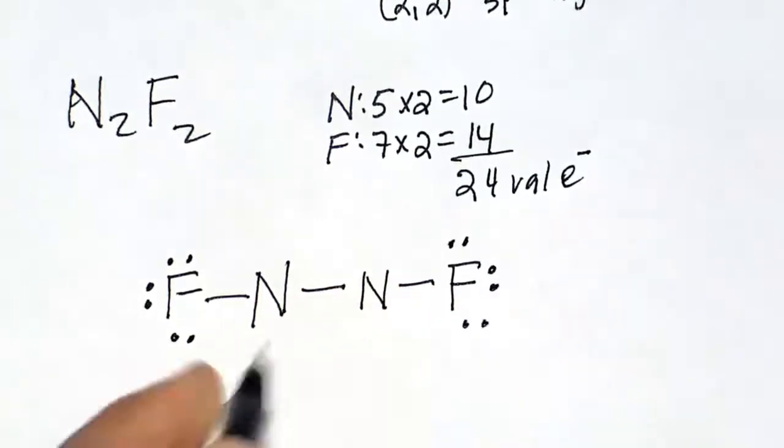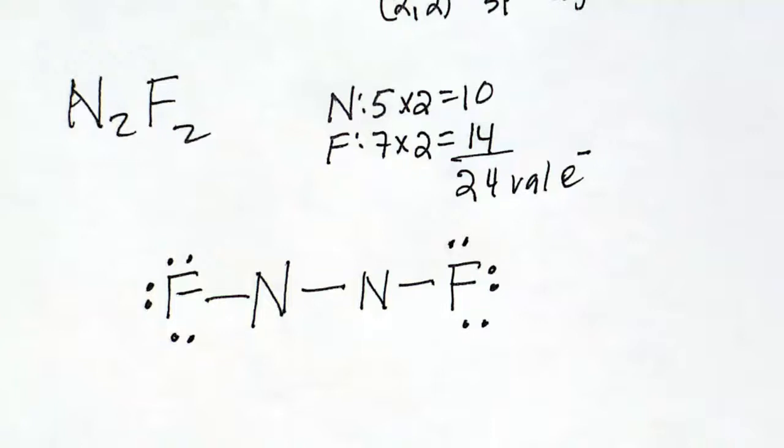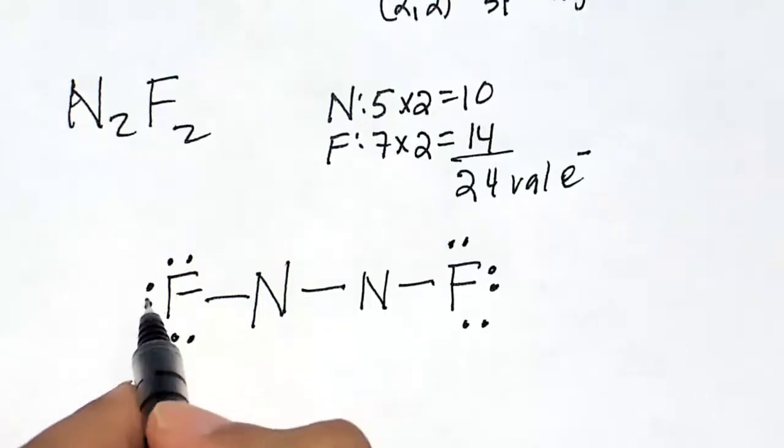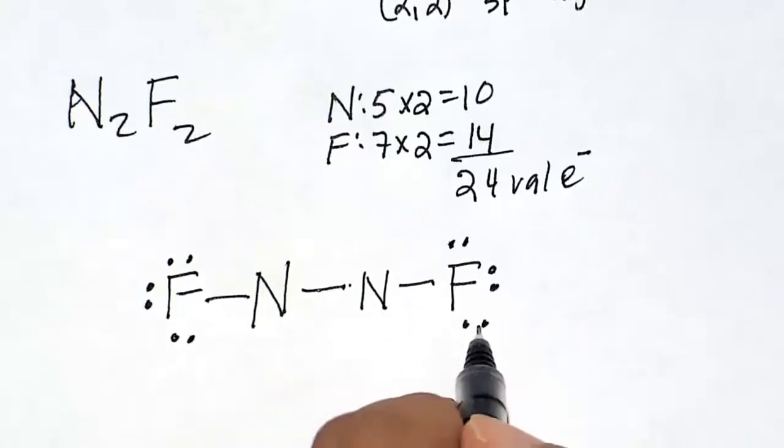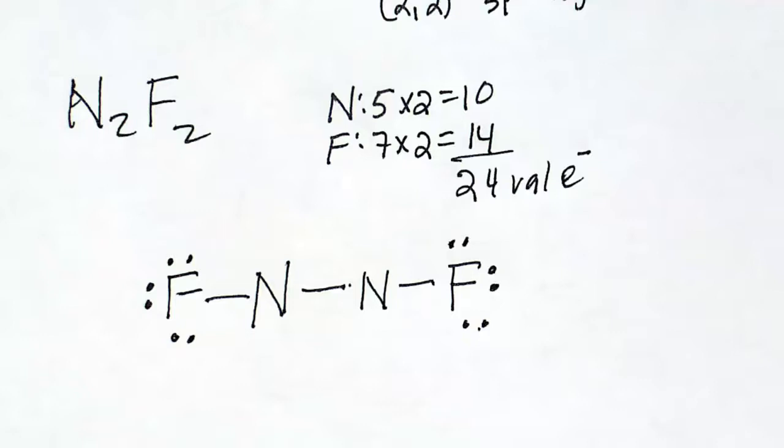This is a common theme with halogens. They're usually, not all the time, but if they're not the central atom, they're going to be outside with 3 lone pairs. So 1, 2, 3, 4, 5, 6, 7, 8, 9, 10, 11, 12, 13, 14, 15, 16, 17, 18. So we still need several more electrons, actually 6 electrons.